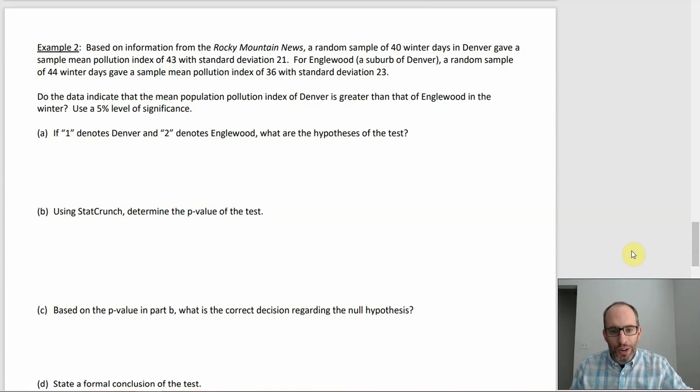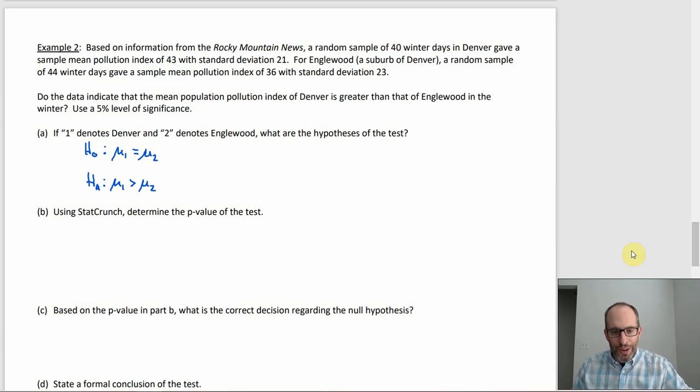So if 1 is Denver and 2 is Inglewood, then we'll have our null that we'll back solve for, and the alternative is that we're looking for higher in Denver. So if 1 is Denver, then we're looking for evidence that mu1 is greater than mu2. And then the null would just be mu1 equals mu2, right? It looks like the alternative, but with an equal sign in it.